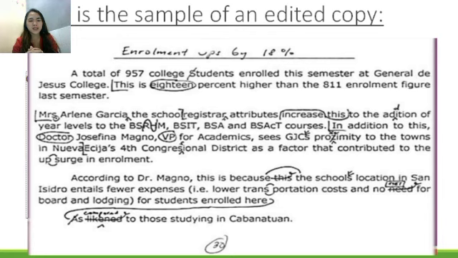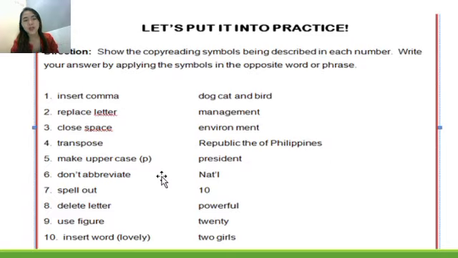Tapos, minsan din, dapat alam din talaga ng ating mga writers yung mga symbol-symbol na yan, baka naman nag-i-edit ka, tapos hindi nila alam yung pinanggagawa mo dyan, diba? Anong ibig sabihin ng symbol na ito? Anong ibig sabihin yan? Diba? So kaya pag copyreader ka, you really have to understand or you have a good communication with the writers for the publishing process. And let's put it into practice.